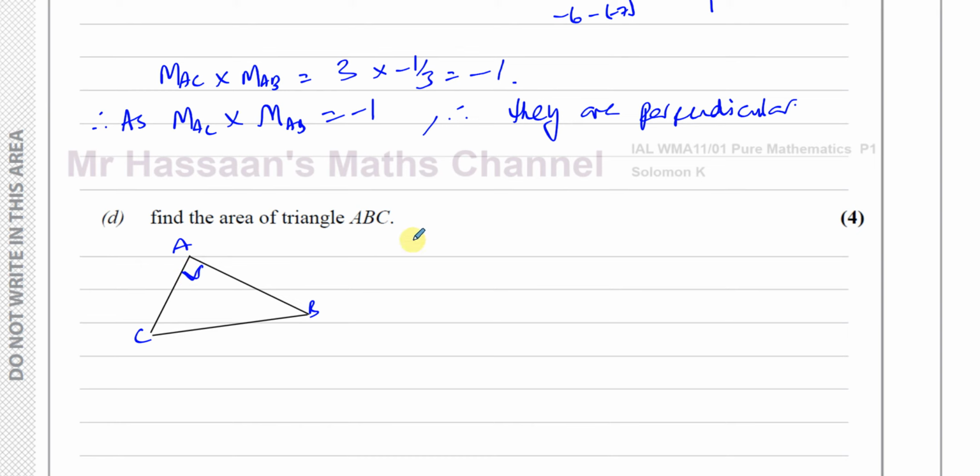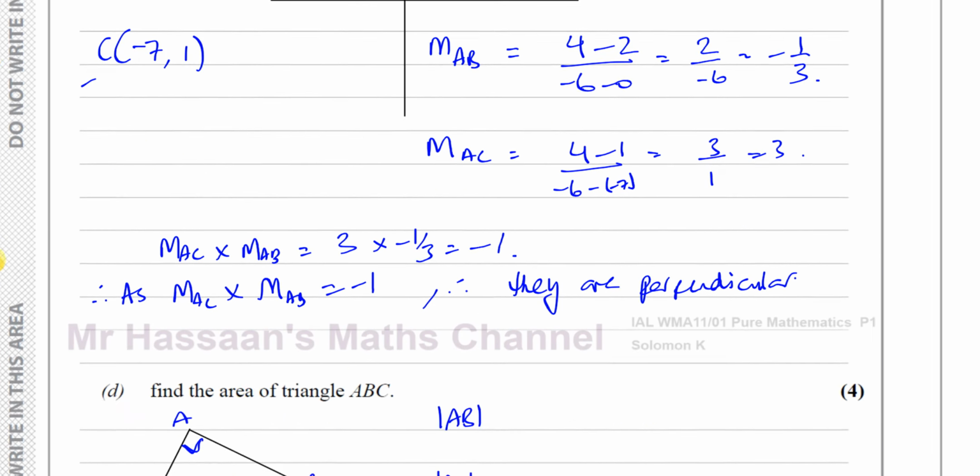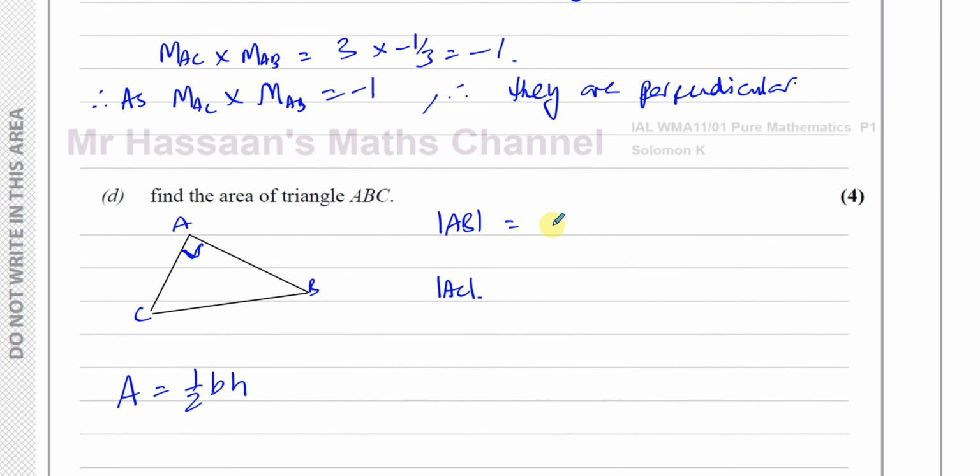So if I find the length of AB, and if I find the length of AC, then I can take one of them as the base and the other one as the vertical height. Half times base times height. So the base and height must always be perpendicular to each other. So I can take one of them as a base, the other one as a height, and I'm done. So we know that the coordinates of A are minus 6, 4. Let me write here, minus 6, 4. This was 0, 2, and this was minus 7 and 1.